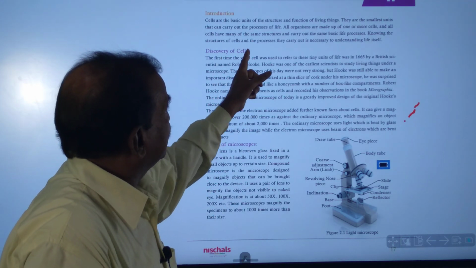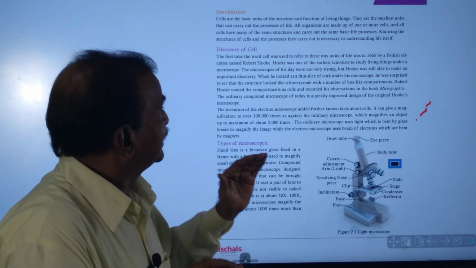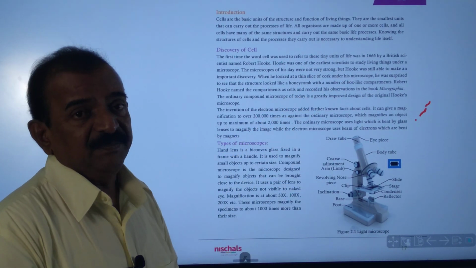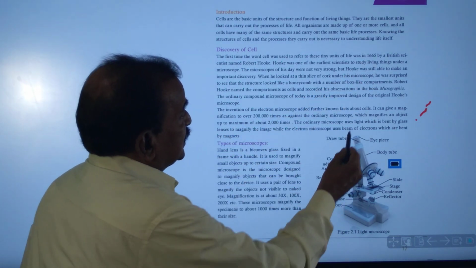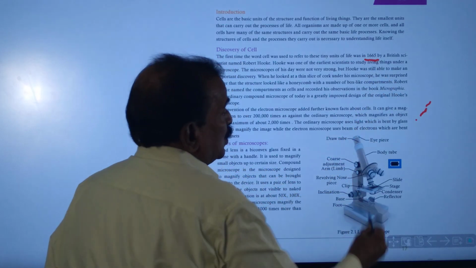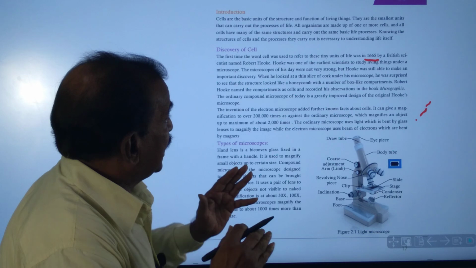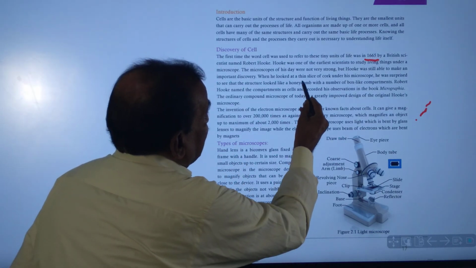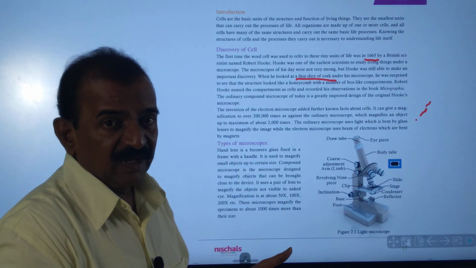Knowing the structure of cells and the processes they carry out is necessary to understand life itself. So here, the discovery of the cell. Robert Hooke, a British scientist, in the year 1665, observed a thin slice of cork under a microscope.